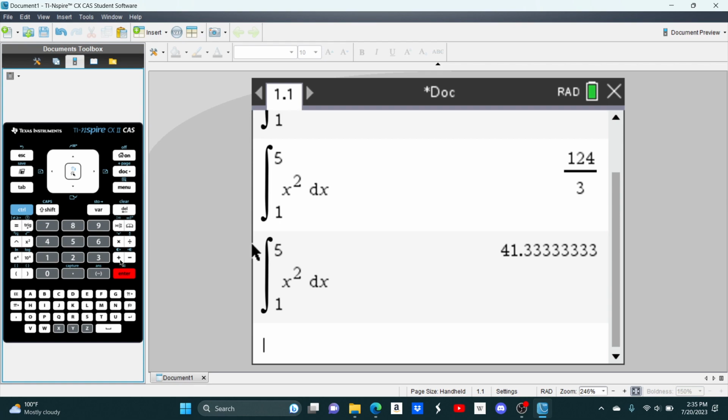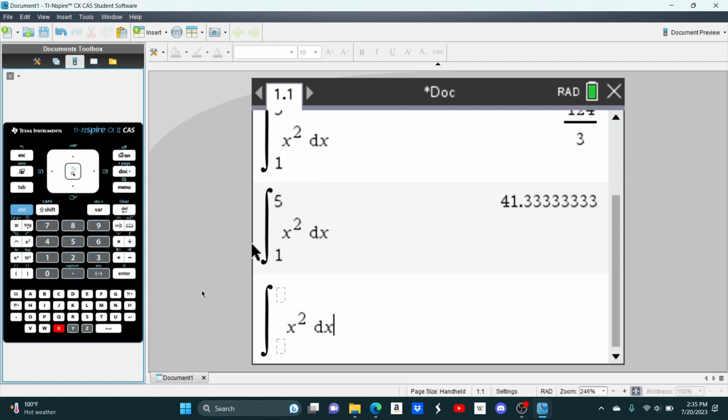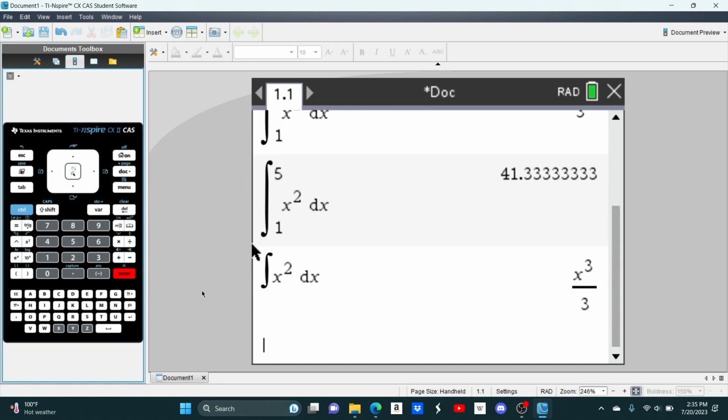But you may be thinking, well, on math, a lot of times you have to take indefinite integrals. Sometimes the whole question is just take the indefinite integral. To do that, all you have to do is just leave the bounds blank. If I just type x squared in here like that, you see it just gives me the indefinite integral. Of course, there's no plus c. The plus c is kind of implied. But yeah, that's how you take an indefinite integral.